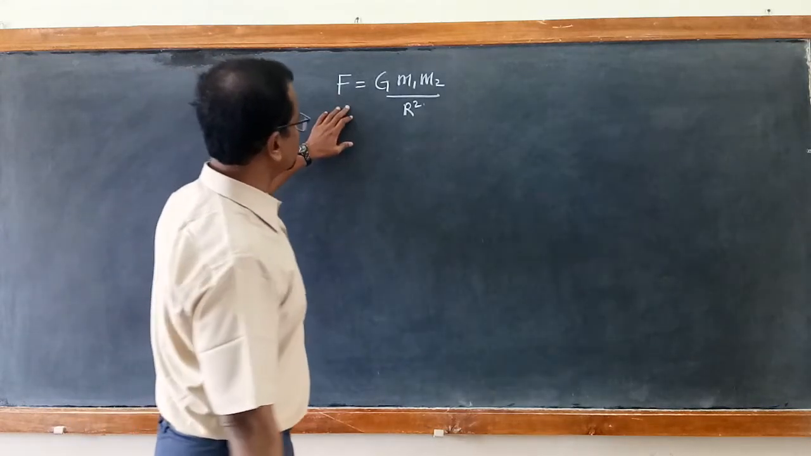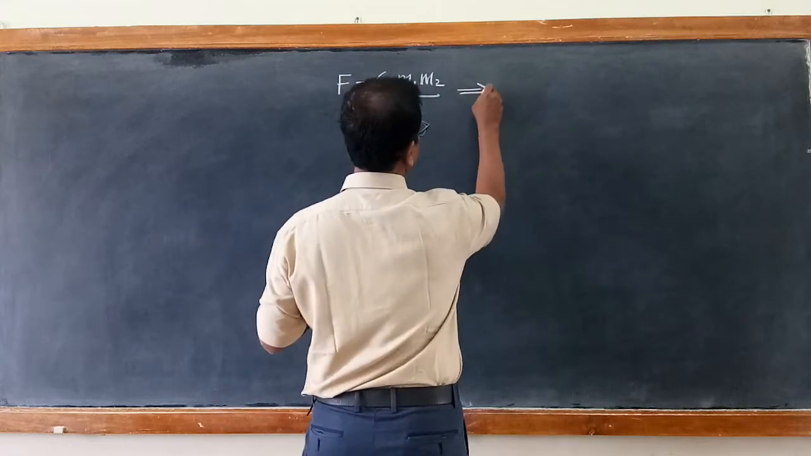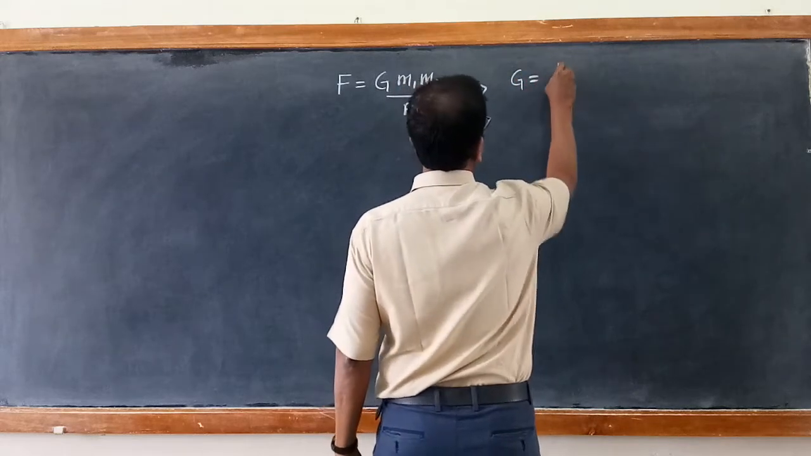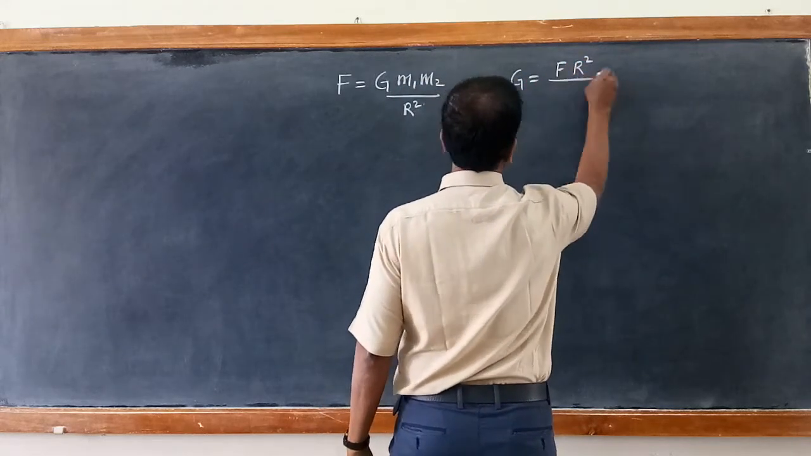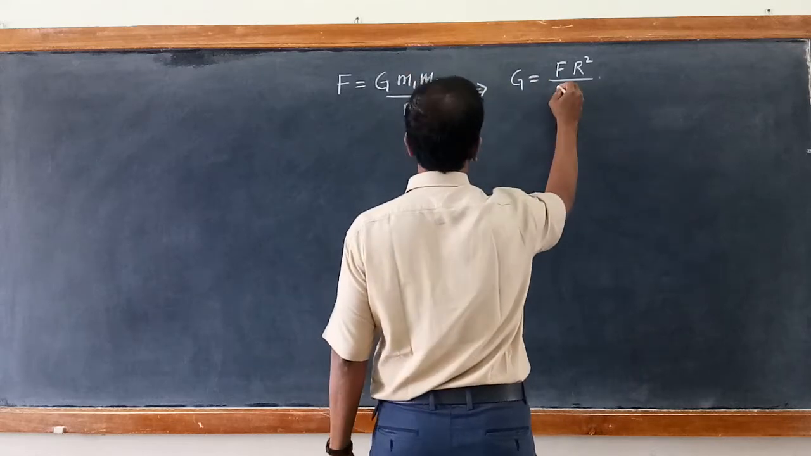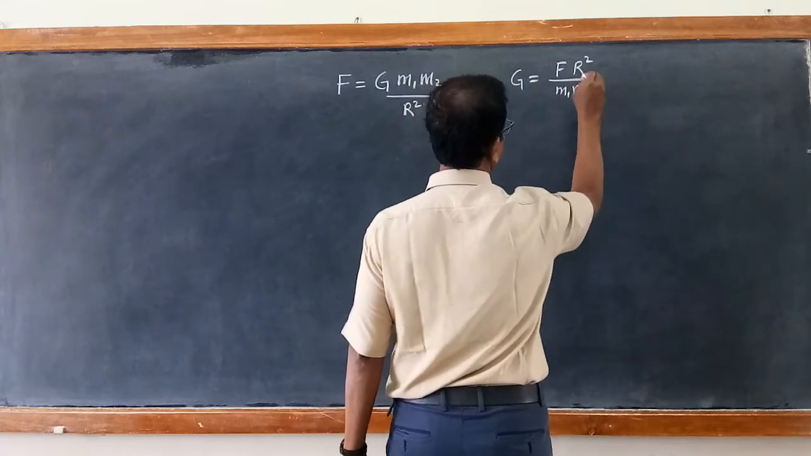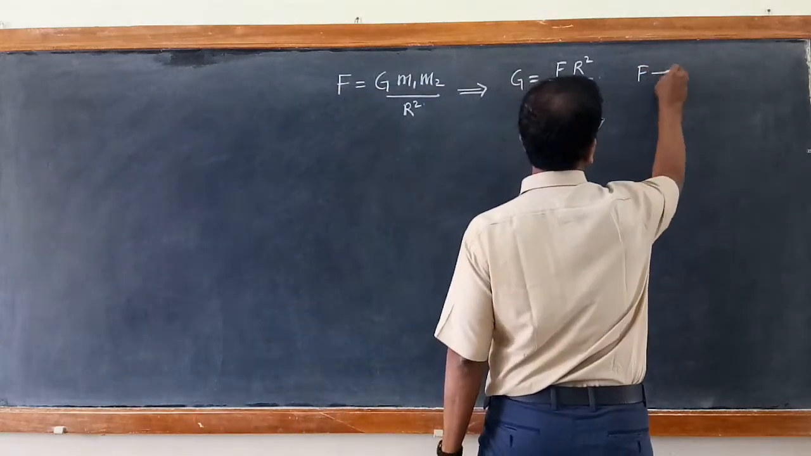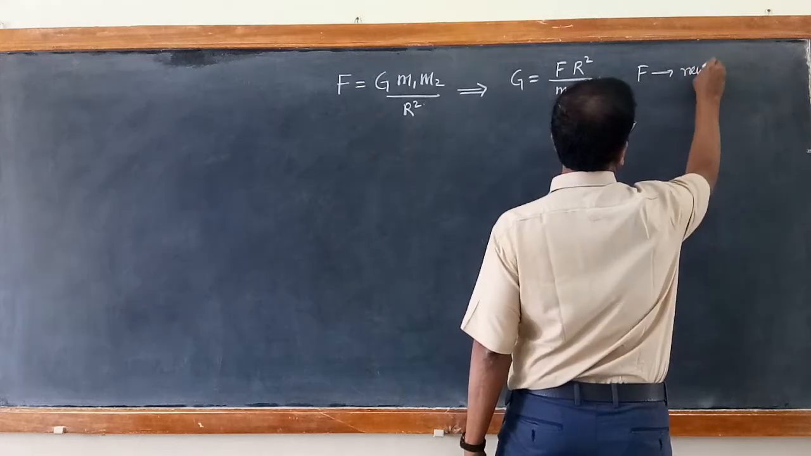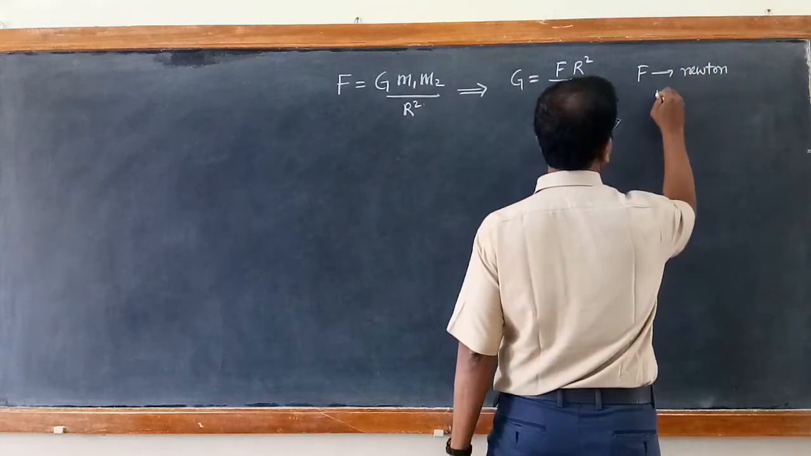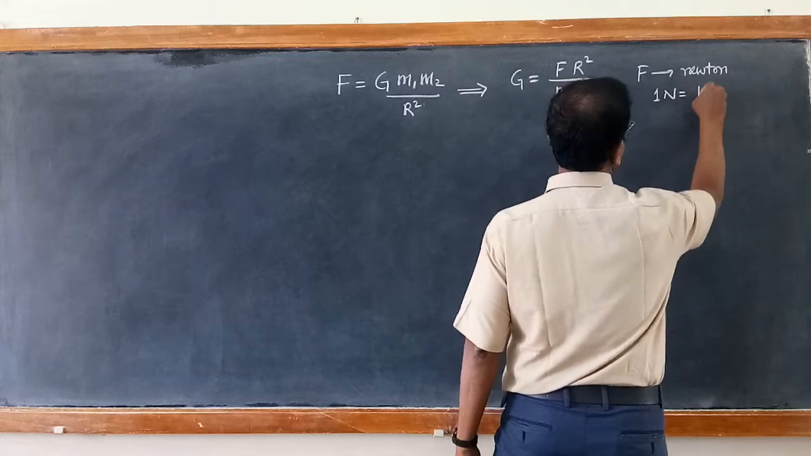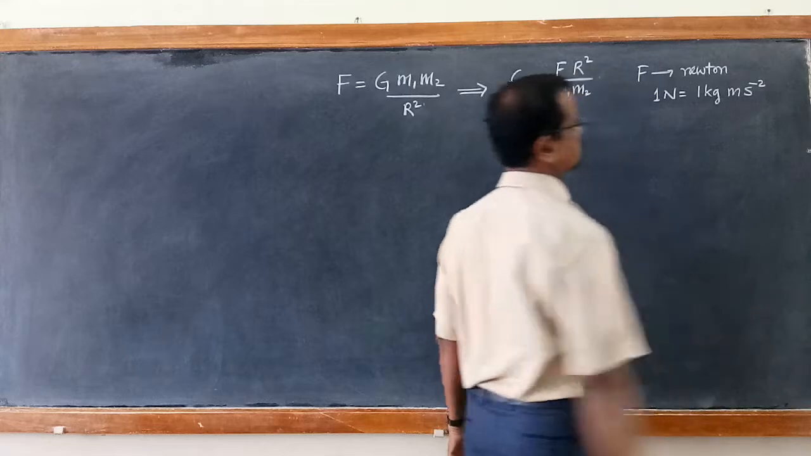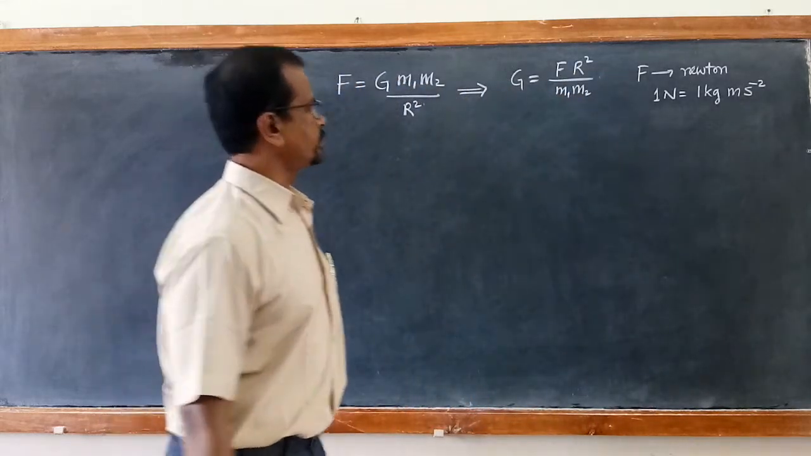So I gave you a hint. From this equation we get the equation for G equal to F r square divided by m1 m2. Now force is measured in Newton. So 1 Newton is equal to 1 kg meter per second square.